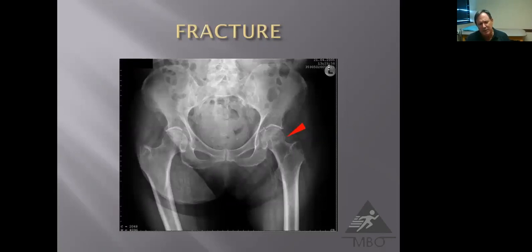Now, obviously, if you have a significant fractured hip, you're going to know that right away. There are people that fall and can't get off the ground. They may have a deformity of the leg. They're the people that go into the emergency room and get picked up right away.